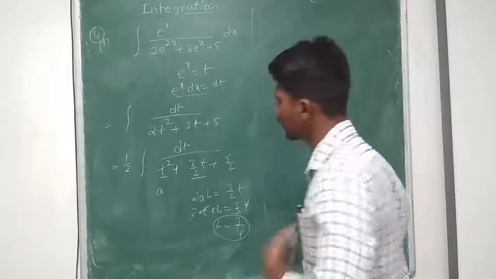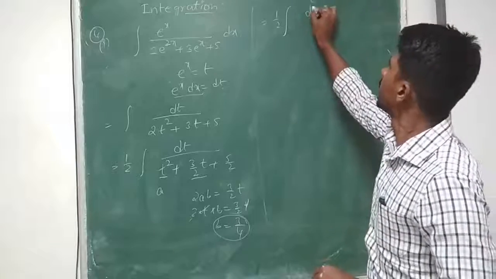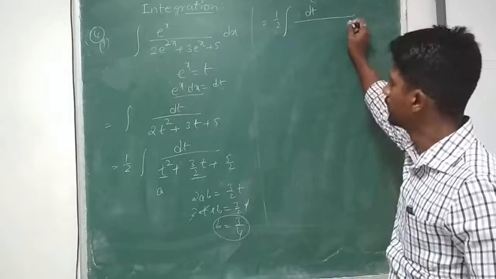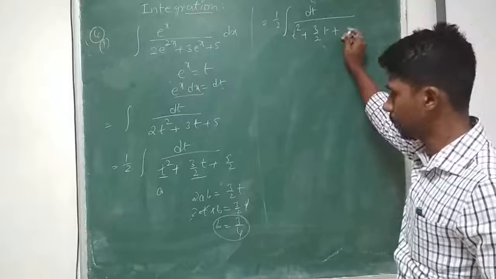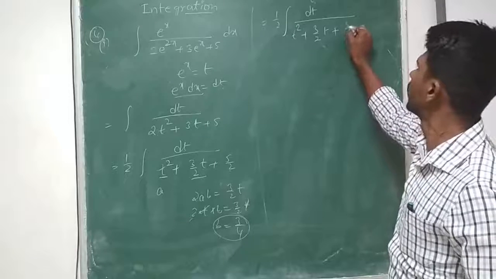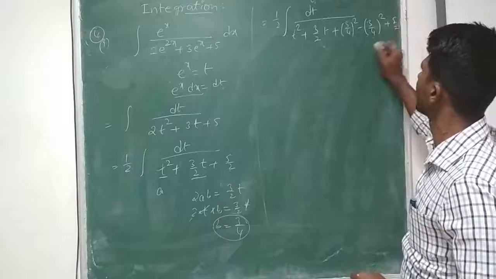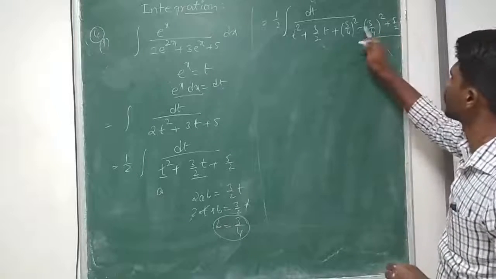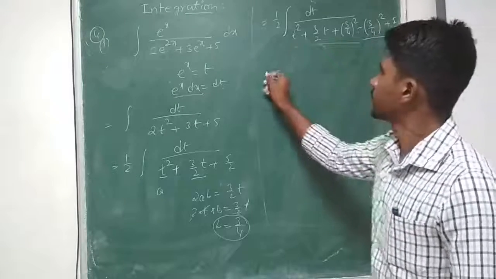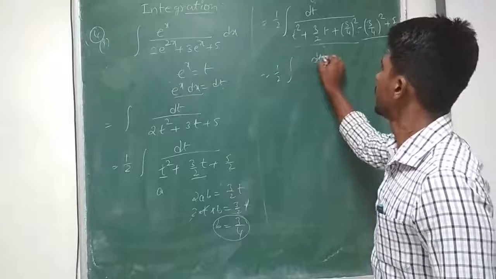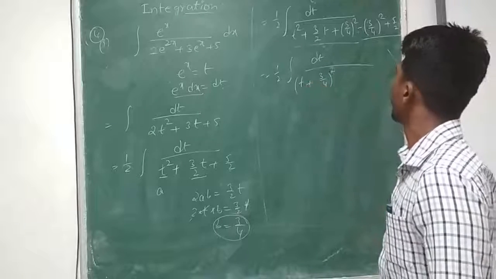Then this is reduced to the form 1 by 2 integral dt by t square plus 3 by 2 t plus 3 by 4 whole square minus 3 by 4 whole square plus 5 by 2. While simplifying this, don't get confused. This particular thing has minus and this is plus. This can be written as 1 by 2 integral dt by t plus 3 by 4 whole square.